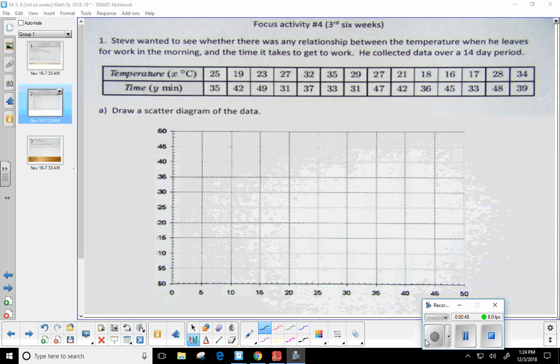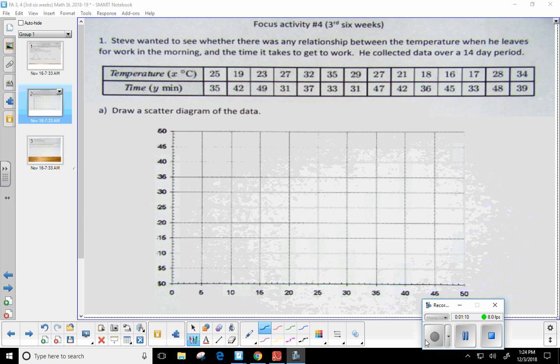So we actually haven't seen him in quite a while. Let's see here. Steve wanted to see whether there was a relationship between the temperature when he leaves for work in the morning and the time it takes to get to work. He collected data over a 14-day period. So the first part: draw a scatter diagram of the data. All I really want to do is plot these ordered pairs.